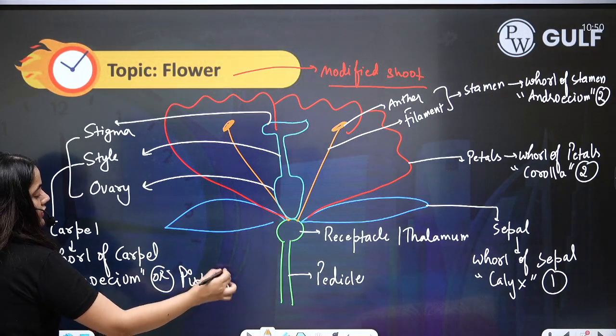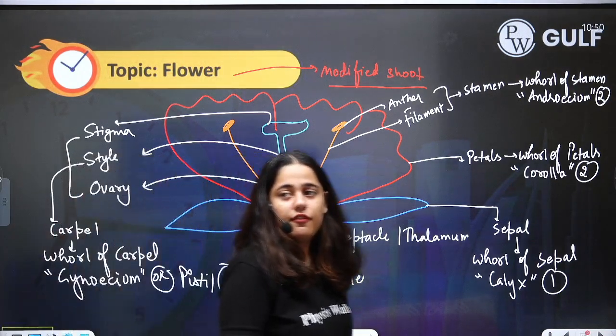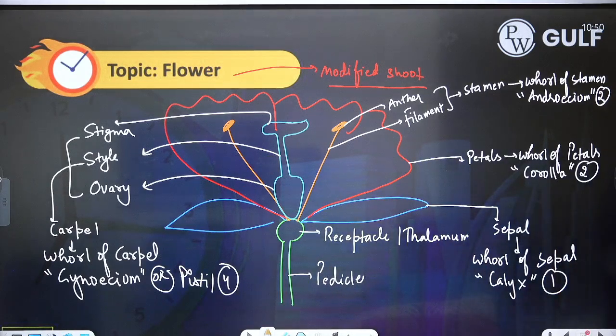Right? So this is the fourth layer. So there are four layers in a flower: calyx, corolla, androecium and gynoecium. So why do we call a flower a modified shoot? Because instead of producing a leaf at each node, now they are producing their whorls at each node: calyx, corolla, androecium and gynoecium. So this is the LS of flower, which means longitudinal section of a flower.